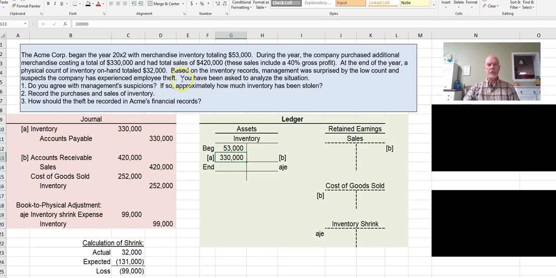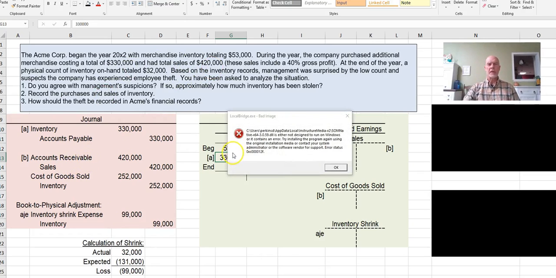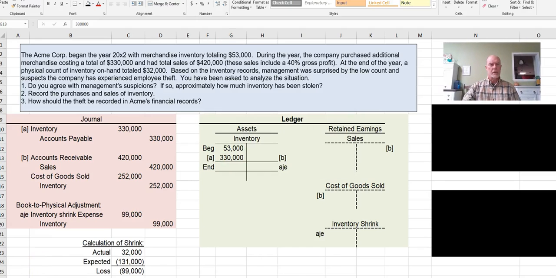And we also had total sales of $420,000. So debit accounts receivable or cash, and credit sales for $420,000. So I'll go ahead and put that credit in the sales account. $1,000.